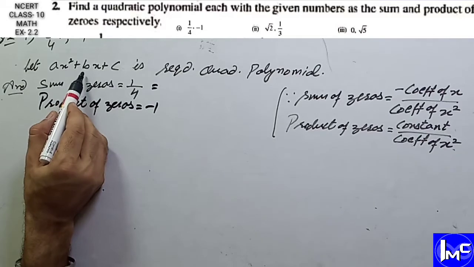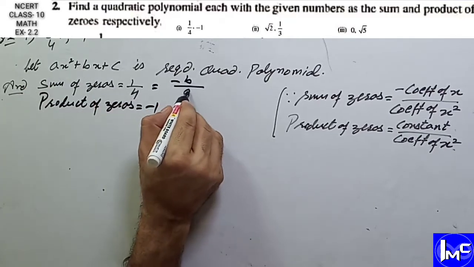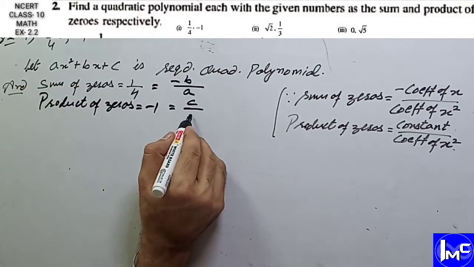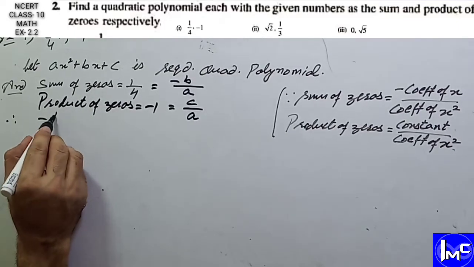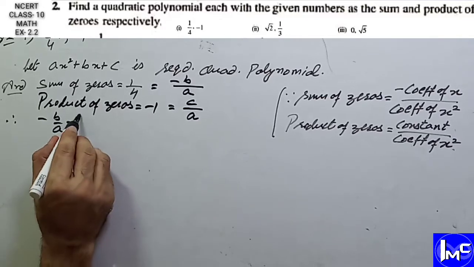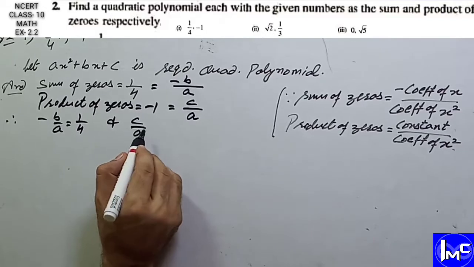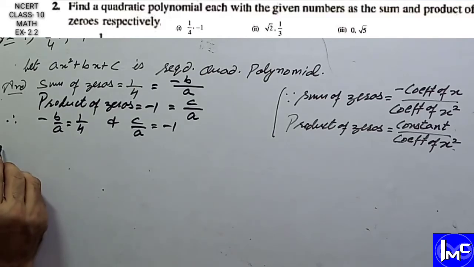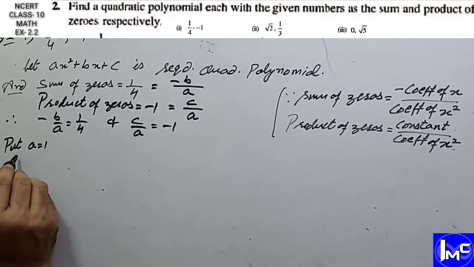and we know that the sum of zeros is minus coefficient of x over coefficient of x square. The coefficient of x is b, so that will be minus b over a, and the product is the constant over the coefficient of x square, that is c over a. So minus b over a is equal to 1/4, and c over a is equal to -1. Now we shall take a is equal to 1.